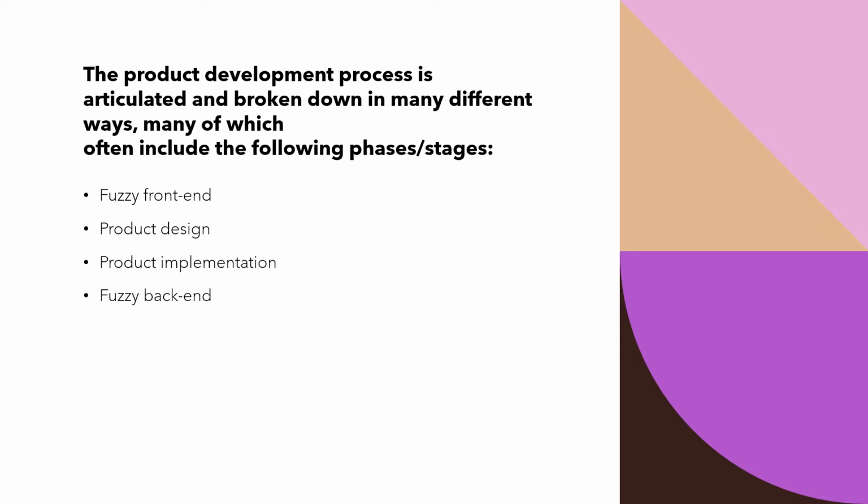Product implementation often refers to the later stages of detailed engineering design, as well as the test process that may be used to validate that the prototype actually meets all design specifications that were established. And the fuzzy back end, or commercialization phase, represents the action step where the production and market launch occur.